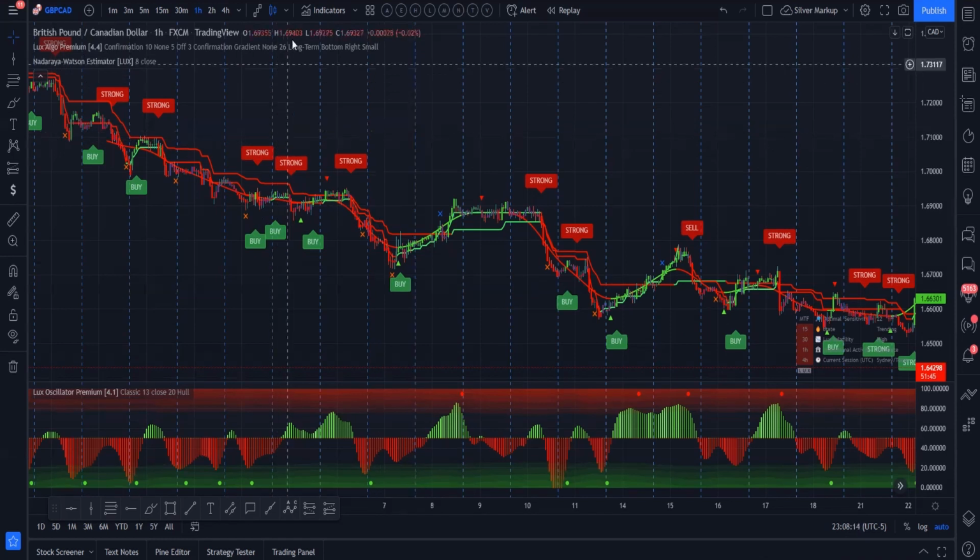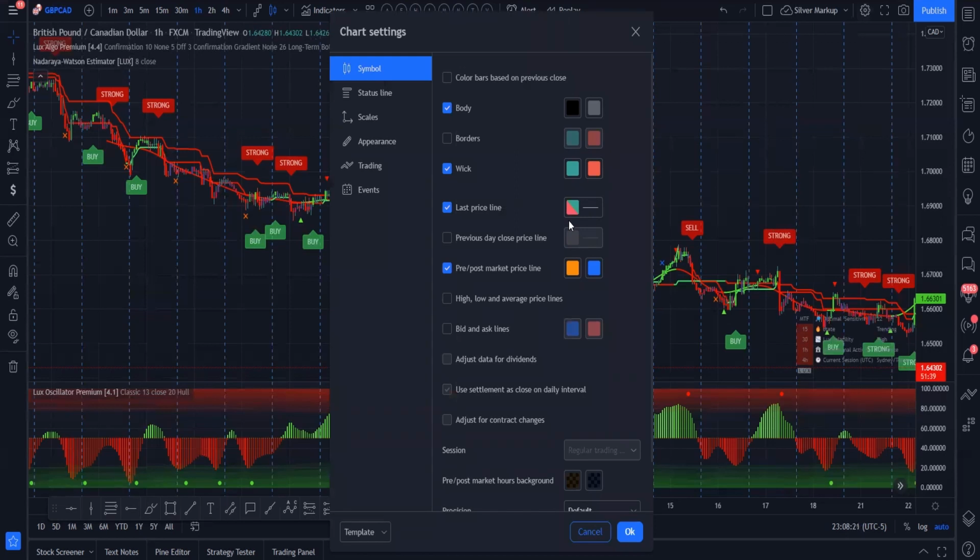So let me show you how to set it up first, before you get into the trade. Before you actually set up Lux Algo, you want to change your chart settings. You want to change the body so you have black on the left, gray on the right, and you want to disable your borders. Then on the wicks, you want to have green and red. It doesn't have to be exactly this green and red. It can just be regular green and red.